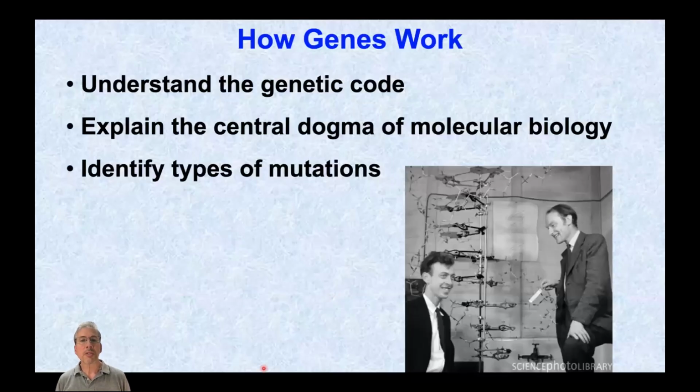This video will focus on the genetic code, how genes work, and how it is that genes can code for specific sequences of amino acids in proteins. After watching the video and thinking critically about the concepts that are presented, you should have a basic understanding of the genetic code. You should also be able to explain the so-called central dogma of molecular biology, and you should be able to identify various types of mutations.